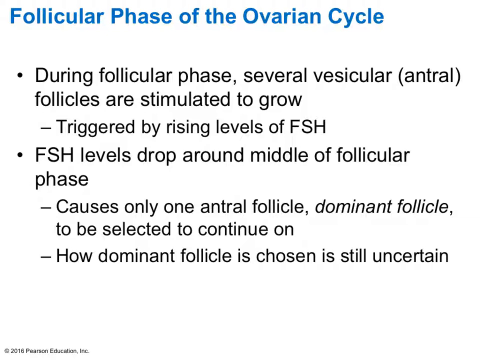During follicular phase of the ovarian cycle, several different follicles are going to be stimulated to growth by rising levels of follicle stimulating hormone, which again is coming from the anterior pituitary gland. In the middle of the follicular phase, rising estrogen levels are going to cause FSH, follicle stimulating hormone, to drop. When FSH levels drop, one of the follicles is going to predominate. The other ones are going to deteriorate. So the one that's left over to develop is going to be called the dominant follicle. That's the one that can ovulate.